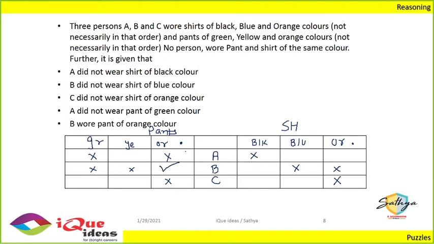Look at A. A can only be wearing a yellow pant because both green and orange are cancelled. So A is definitely wearing a yellow pant, which means C is definitely wearing a green pant. Here, orange can only be worn by A. That means blue can only be worn by C, which means B is wearing black, and we are done. Did you understand? Because there is a single one-on-one relationship between the person and the shirt or pant.